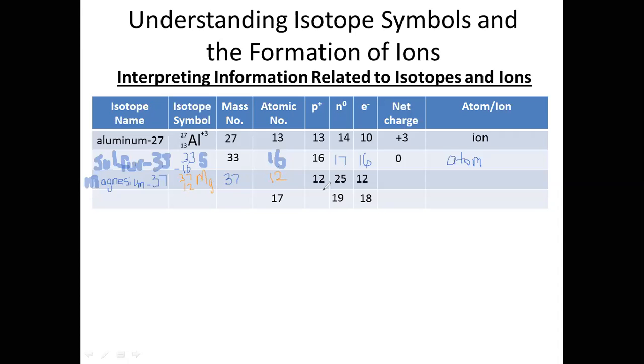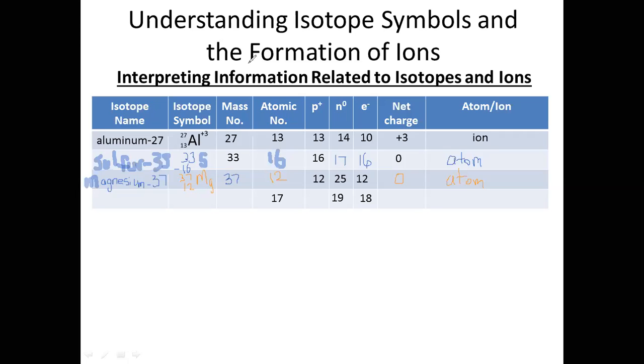Net charge, well, it would have a net charge if the proton and electron counts were not equal. Look at this, 12 protons, 12 electrons, net charge 0. This happens to be an atom and not an ion. So here we have what we would call an atom. And we could fill in the last bit of information.